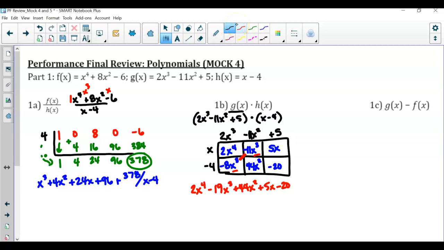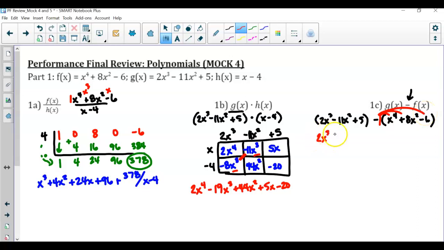The last one is subtraction. So we're subtracting g of x, which is our 2x cubed here. So 2x cubed minus 11x squared plus 5. We are subtracting from that f of x, which is x to the fourth. So x to the fourth plus 8x squared minus 6. Now remember, when subtracting, we do need to distribute negative 1 here before we start combining like terms.